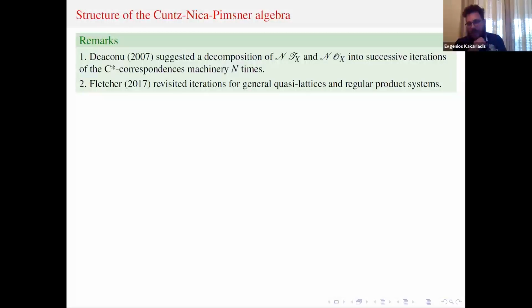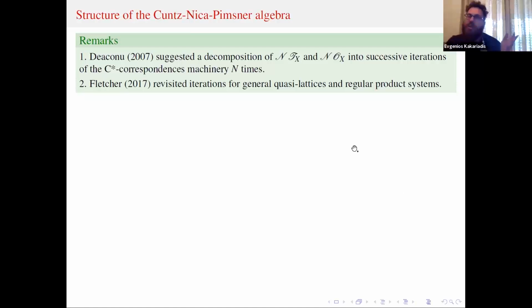Adam Fletcher back in 2007 suggested a decomposition of these higher rank, let's say, C*-algebras by seeing them as successive iterations of the C*-correspondence machinery. So if you have a product system on two fibers, then you produce the Toeplitz algebra of one, and then you see this as a new C*-correspondence over another C*-algebra, and you produce the Toeplitz algebra of both of them. And Fletcher extended these iterations for general quasi-lattices.